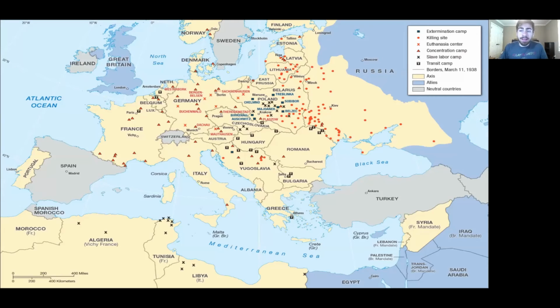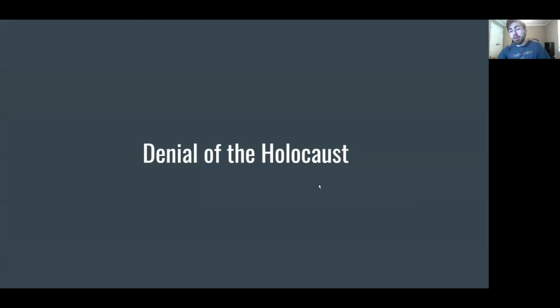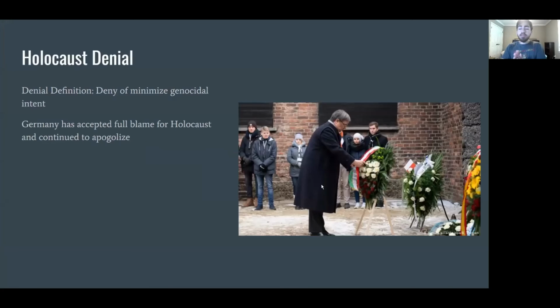Luckily, and it's hard, the Nazis were, for the most part, not able to carry it out. Yes, the Jews survived for the most part, but there's no excusing the fact that over 2/3 of all Jews in Europe were killed during the Holocaust. So this is where we go into the final stage, denial of the Holocaust. Denial of the Holocaust is basically denying or minimizing genocidal impact.